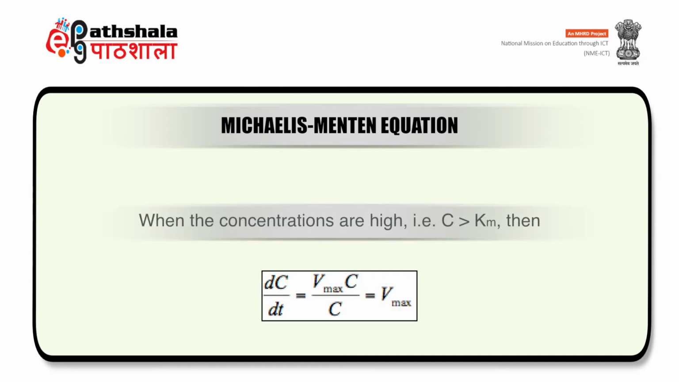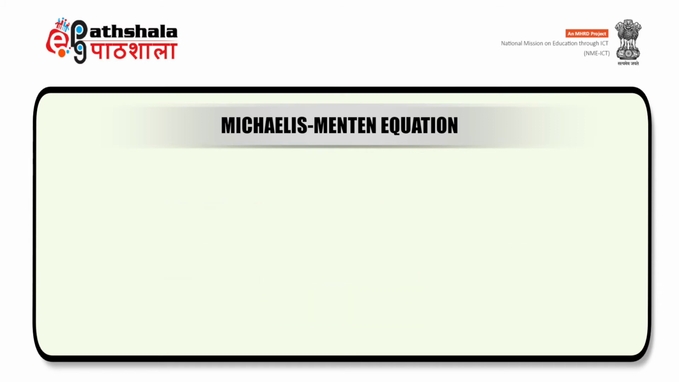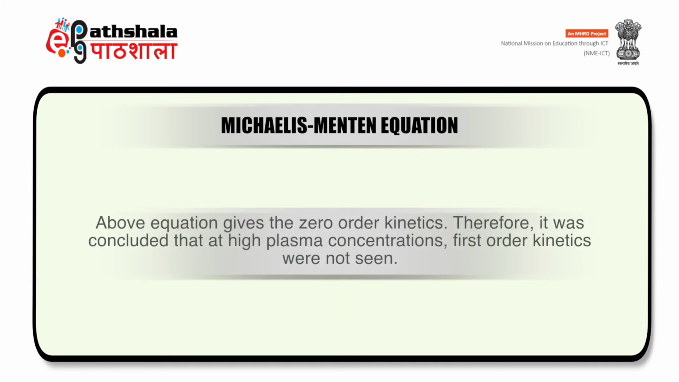When the concentrations are high, that is, C is much greater than Km, then in the same equation the denominator changes to C. That is, dC/dt is equal to Vmax times C divided by C, or alternatively dC/dt is equal to Vmax. And hence this equation in the reduced form follows zero order kinetics. Therefore, it can be concluded that at high plasma concentration, first order kinetics are not seen, and are generally replaced by zero order kinetics at high concentration.